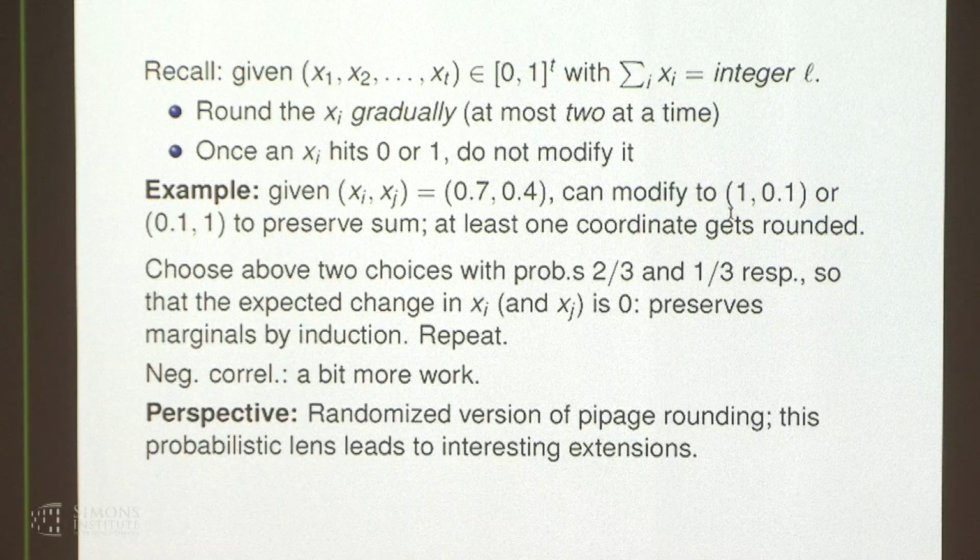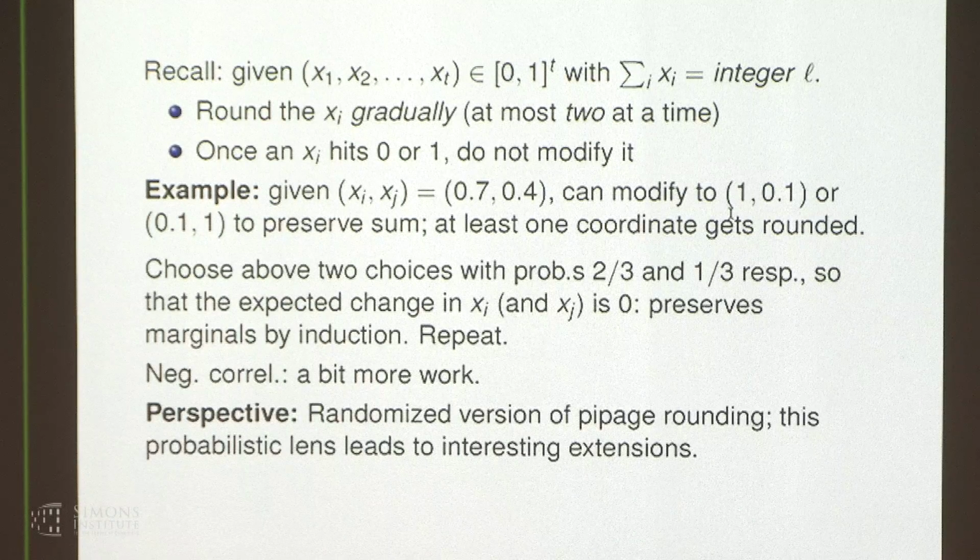So this is just the simple idea behind the paper. Basically, you gradually round them, and when any one variable hits 0 or 1, don't modify it, and otherwise take any 2 yet unrounded variables and simplify them probabilistically in one of 2 possible ways. That's all, right? And just keep repeating until you round everybody, right? So once again, this is really a randomized version of pipage rounding, or to put it in the complementary fashion, pipage rounding can be viewed as a de-randomization of such algorithms via the method of conditional probabilities.